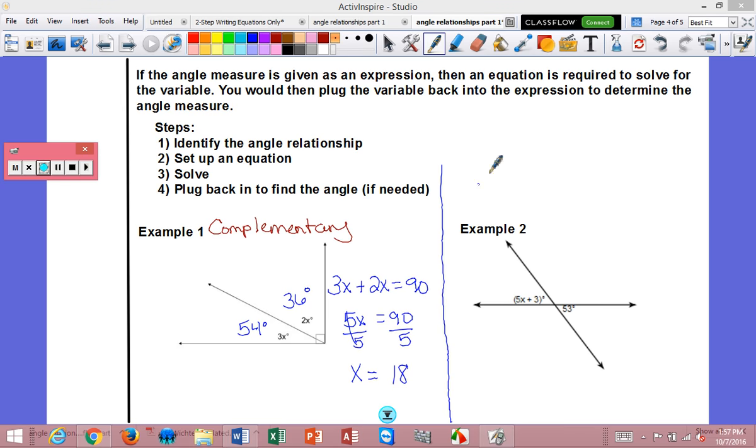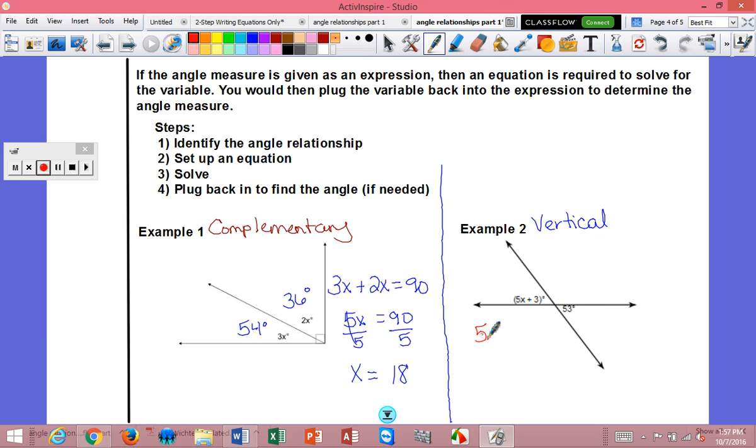Okay, example 2, if we look at these angles, we notice that they are directly across from one another. So we have vertical angles. Vertical angles are congruent. So that means that 5x plus 3, and let me change my color here, that means that 5x plus 3 is equal to 53 degrees. And then we would solve from there.